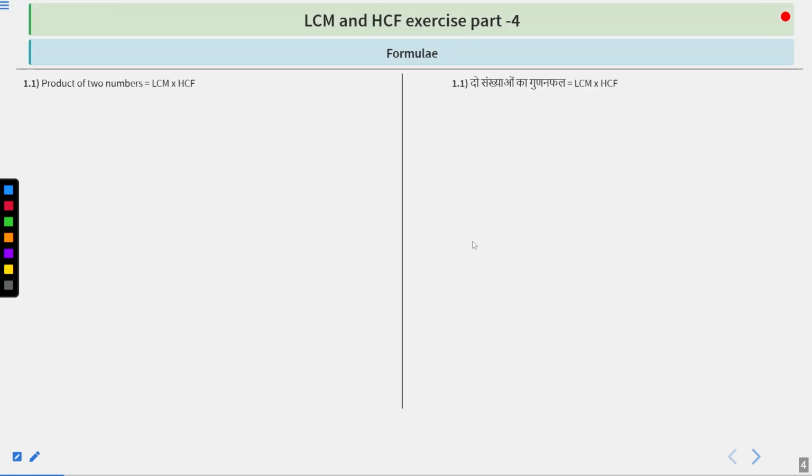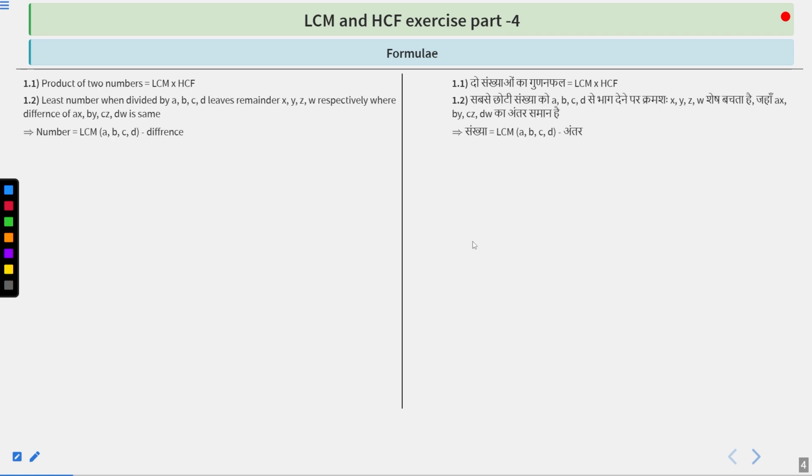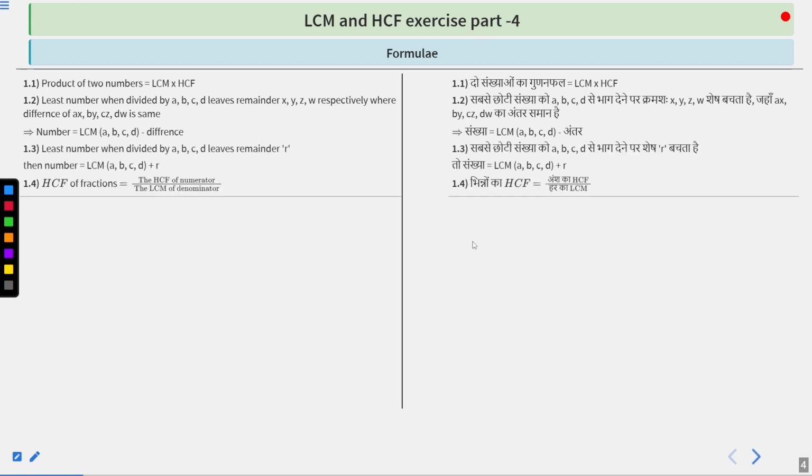Now these are the formulas which we are going to use while solving the questions. The product of two numbers equals LCM into HCF. The least number which, when divided by A, B, C and D, leaves remainders X, Y, Z and W respectively, where the differences A minus X, B minus Y, C minus Z and D minus W are constant, is equal to the LCM of A, B, C, D minus the difference. The least number which, when divided by A, B, C, D, leaves remainder R is equal to the LCM of A, B, C, D plus R.